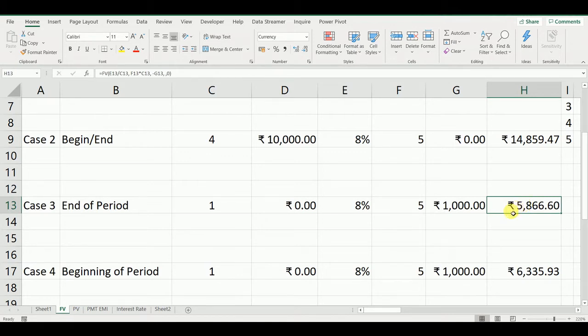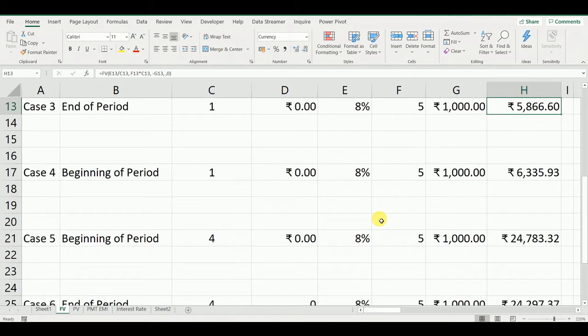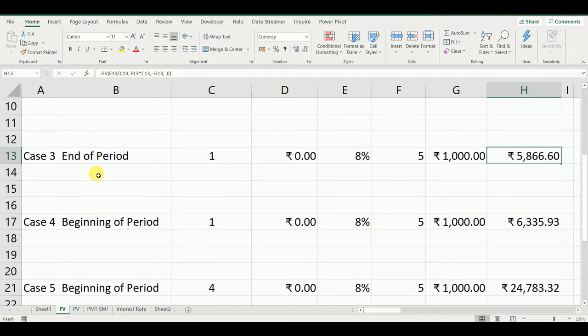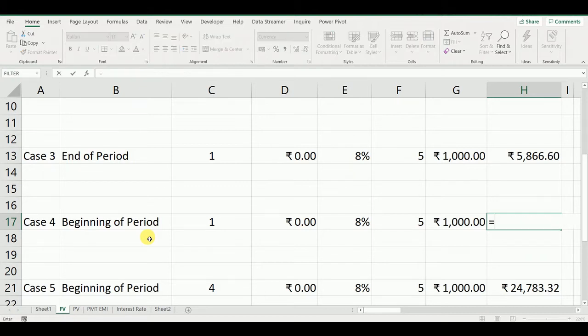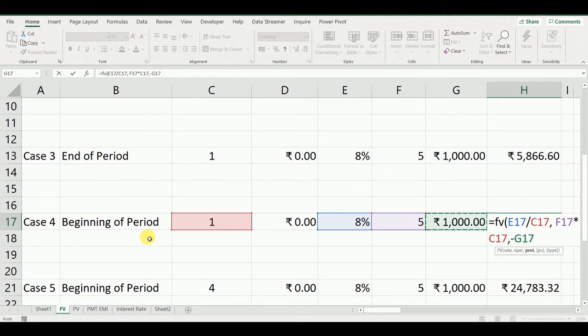Now we will go to case 4, where we are investing at the beginning of the period and not the end of the period. So in this case, we have to just replace the 0 with 1. So we will type FV, rate is our this divided by compounding. Number of periods is 5 into compounding, comma, PMT is 1000 minus 1000, comma, PV we can leave blank.